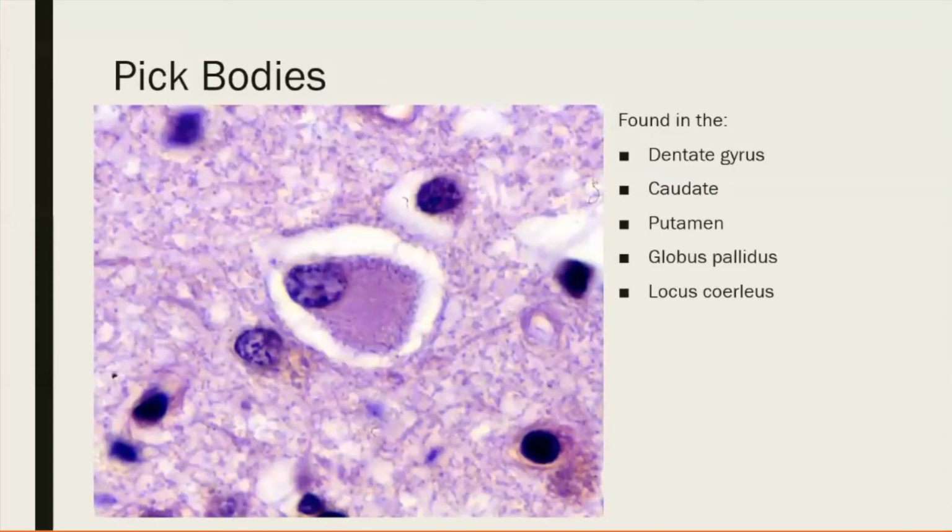So we have our Pick bodies. So these are named after Dr. Pick. Obviously, he was the first person to identify them. And basically, these are just these protein buildups that are causing cellular death, and they're kind of presenting in the hippocampi, in the limbic system, and in the subcortical system. So all over the brain. So you see in the middle there, that is a Pick body. It's got that like big, fat kind of wall-looking thing.